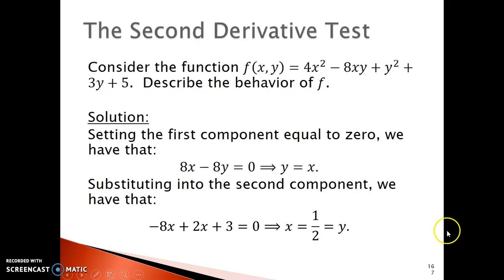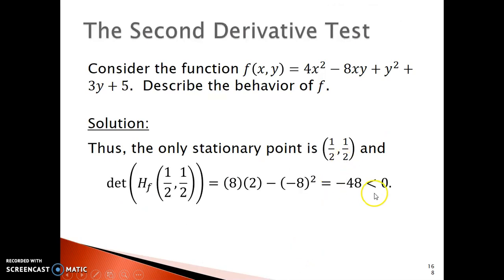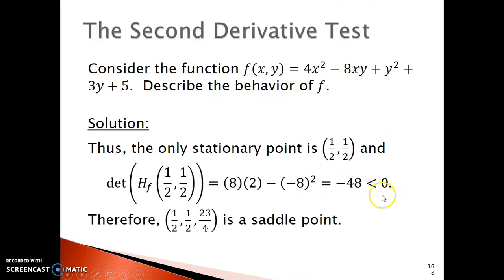So let's go back here, and we get 1/2, 1/2 to be a stationary point. We said that that discriminant is less than 0. So 1/2, 1/2, 23/4 is a saddle point. And I got 23/4 by plugging 1/2 in for x, 1/2 in for y, doing the arithmetic, and we find that the z coordinate is 23/4. So it's the only stationary point. It turns out to be a saddle point.